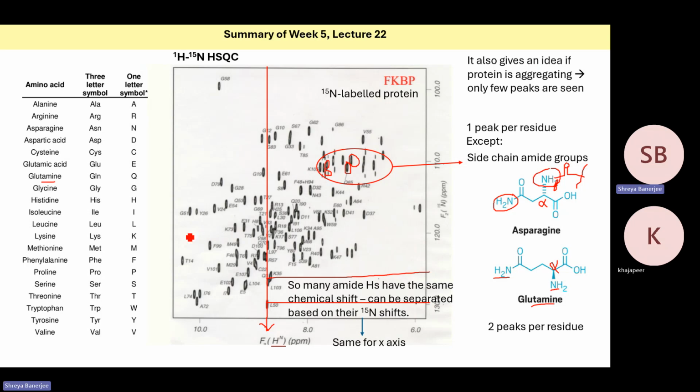Same for the x-axis. Suppose I draw a line like this. All the amino acids on this line have the same 15N chemical shift, and you are able to distinguish them because their amide H has a different chemical shift. So that is the advantage of the 2D spectra, that it spreads out the peaks compared to a 1D spectra.